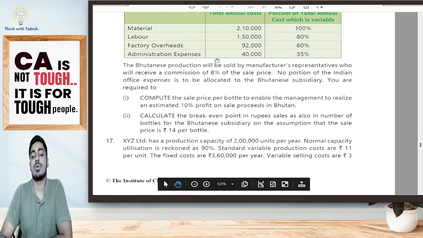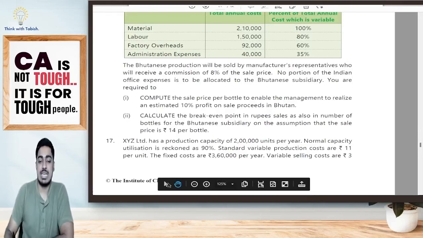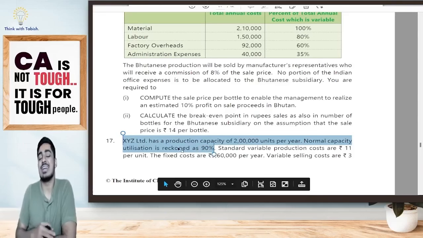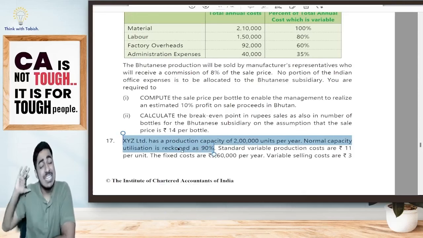XYZ Limited has a production capacity of 2 lakh units in a year. Normal capacity utilization is reckoned at 90%. I have a capacity of 2 lakh, but I know I will not be utilizing 100%. Yes or no? If you want, I can say I can study maximum.